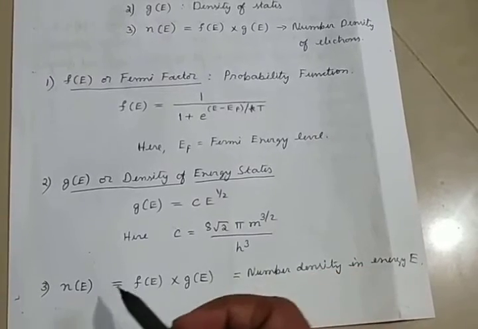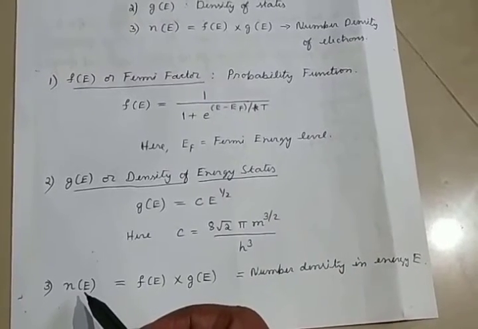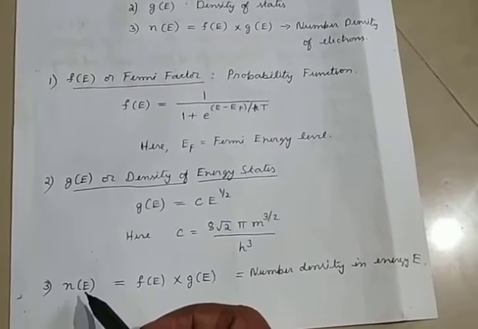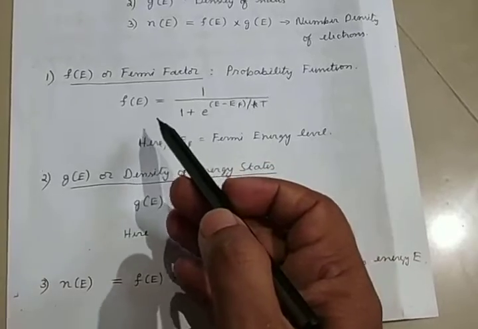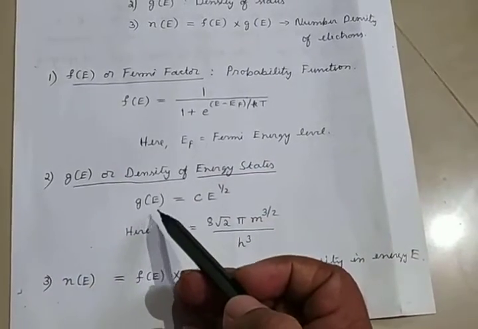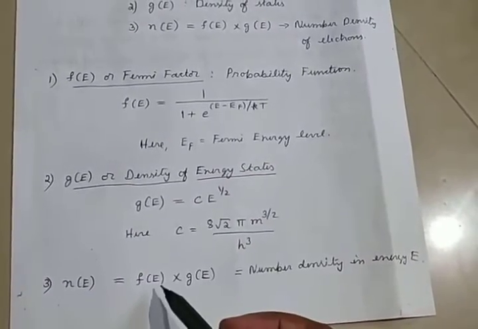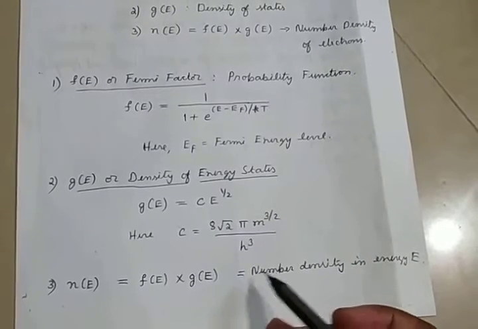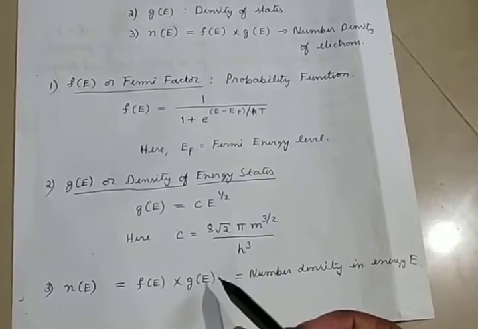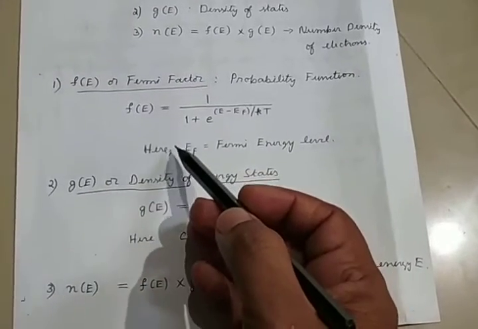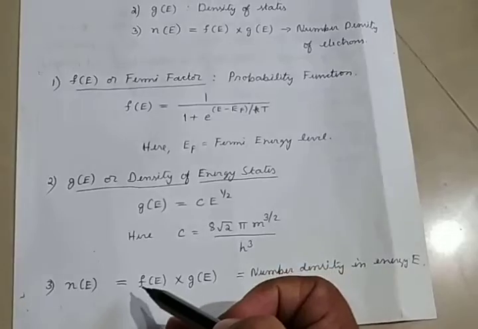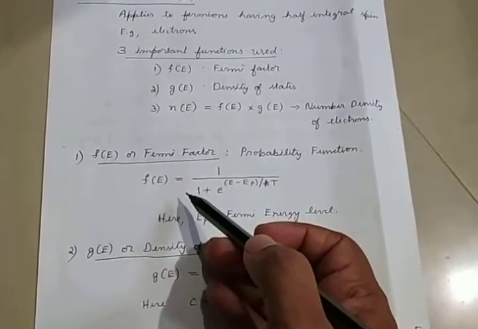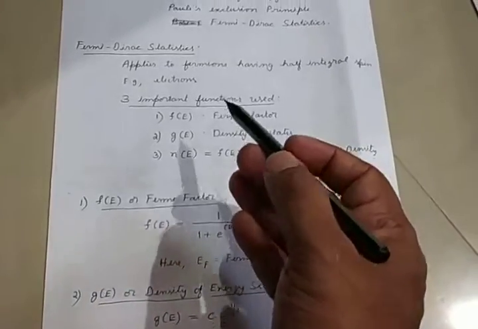The third function, N of E, is the number density of free electrons at the given energy E. It is given by the product of the Fermi factor F of E and the density of states G of E. So this tells us how many electrons are available at a given energy E per unit volume. Using these three functions, F of E, G of E and N of E, we will be able to explain the conductivity of metals in the quantum free electron theory.